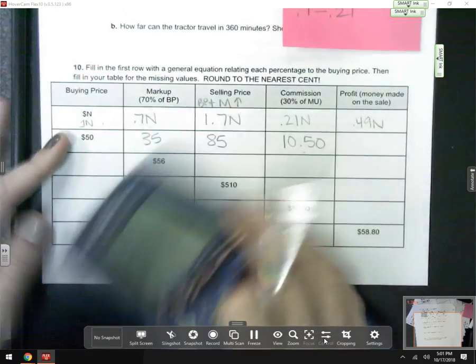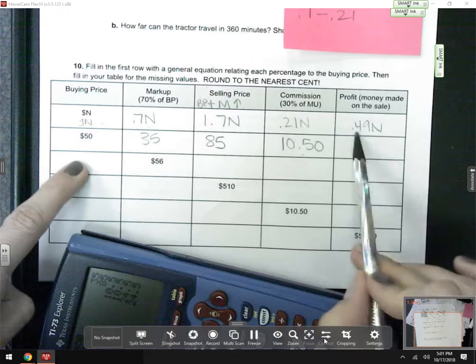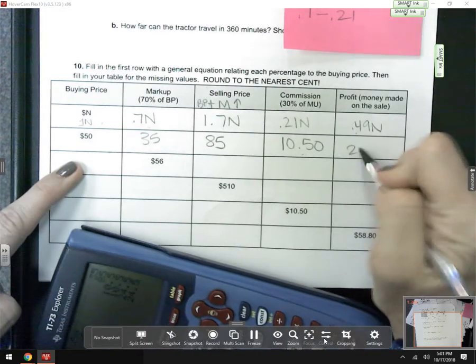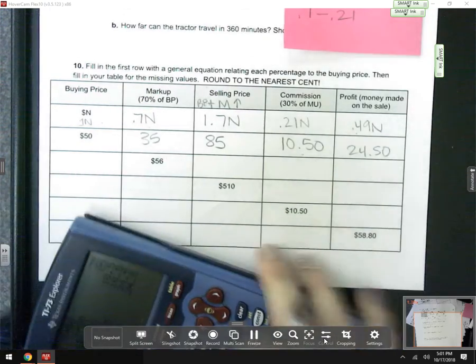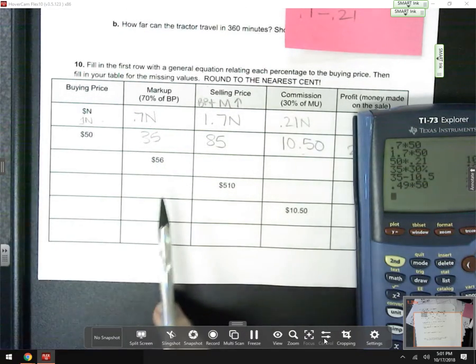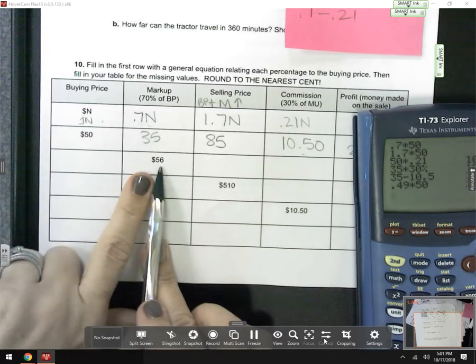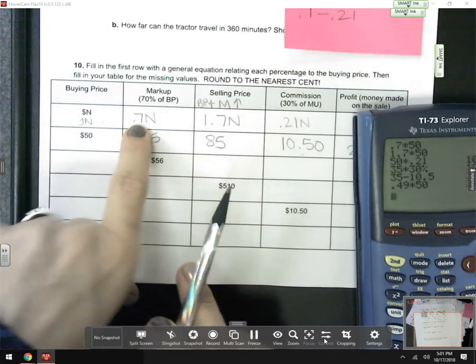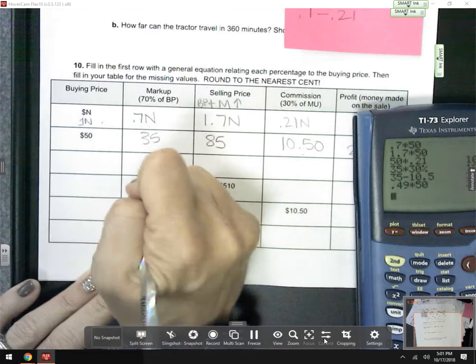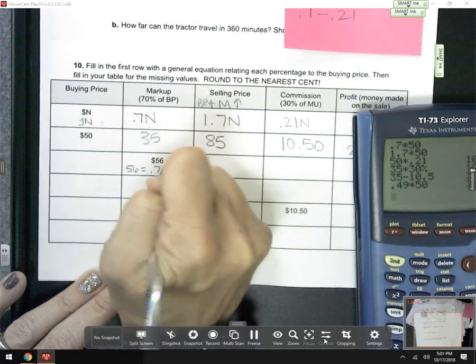So I can use my information in the chart and use my common sense about how this works, or I can just plug these values into my equations. Now it gets a little trickier when we're dealing with stuff other than our buying price, but it actually doesn't really get trickier because we have an equation. We know that my markup is equal to 0.7n. So I'm going to make this markup equals 0.7n.